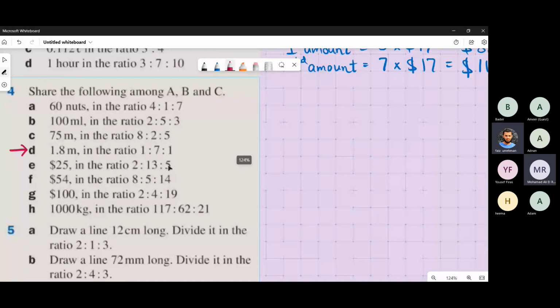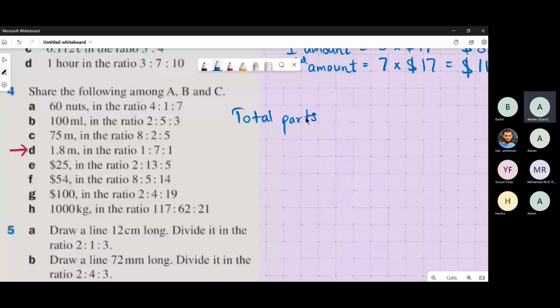I'm not giving you 1 minute. Just dictate. Total parts equal 1 plus 7 plus 1, equal 9. Which question are you doing? I thought it is A. No, D part. Okay, 1 plus 7 plus 1, which is 9. Ibrahim, are you getting this point?